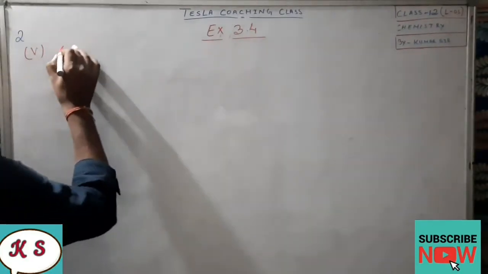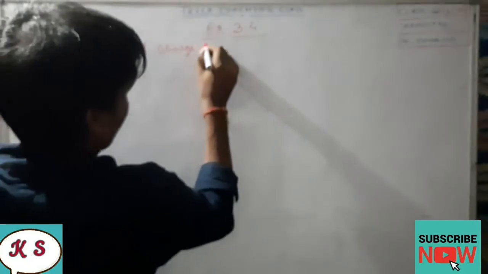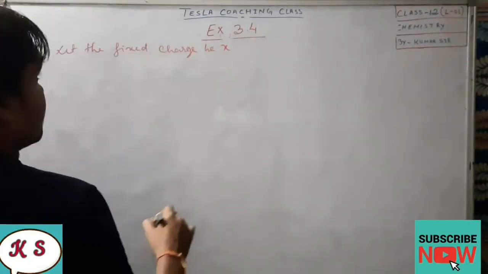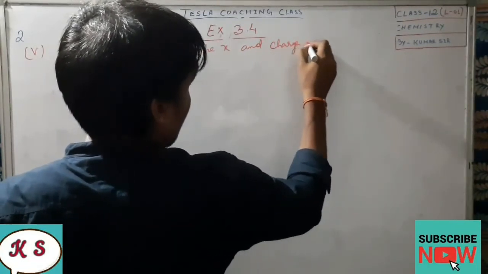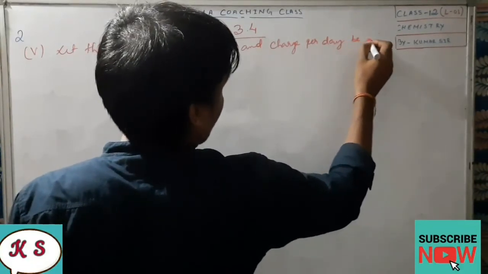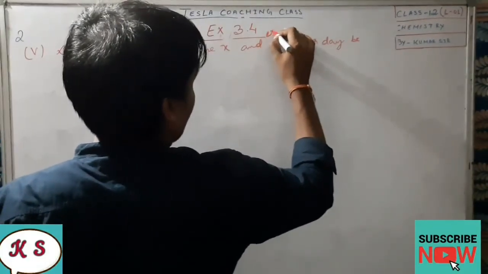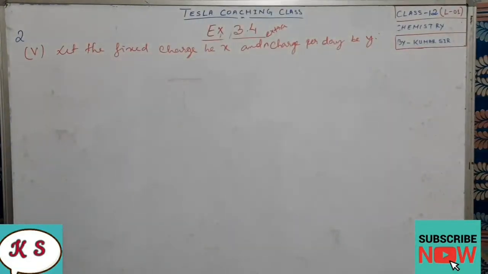So we'll write here, let the fixed charge be X and the extra charge per day be Y. Okay, fine. So what it is said, additional charge. So Sarita's case 1.